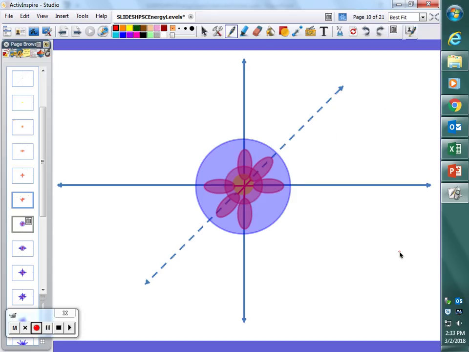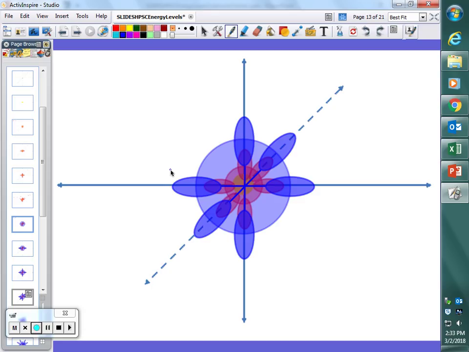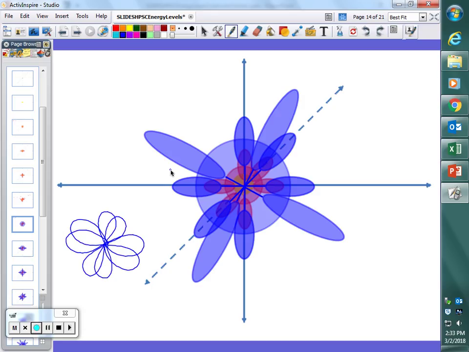Blue sphere. Color change. That represents a new principal quantum number. So the principal quantum number for this orbital is going to be n equals 3. And same with these, and also same with this one, the double petal flower, or the 4-petaled flower. It's blue, so its principal quantum number is also going to be 3.